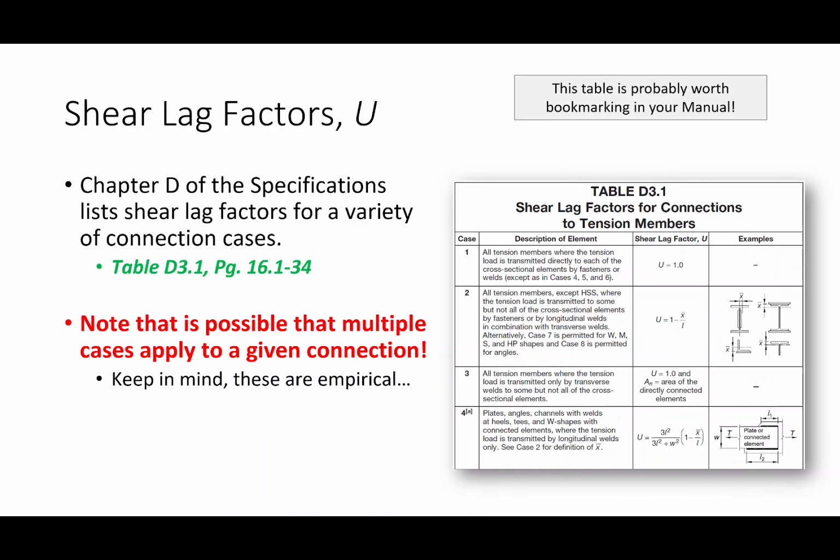I should mention right off the bat that these equations are largely empirical. In other words, while there is some physical reasoning behind why the formulas are the way they are, for example, if you look at case 2, you'll see that the connection length is in the denominator, and there is a good reason why it would be in the denominator as opposed to the numerator. While that stuff is still true, these are empirical.